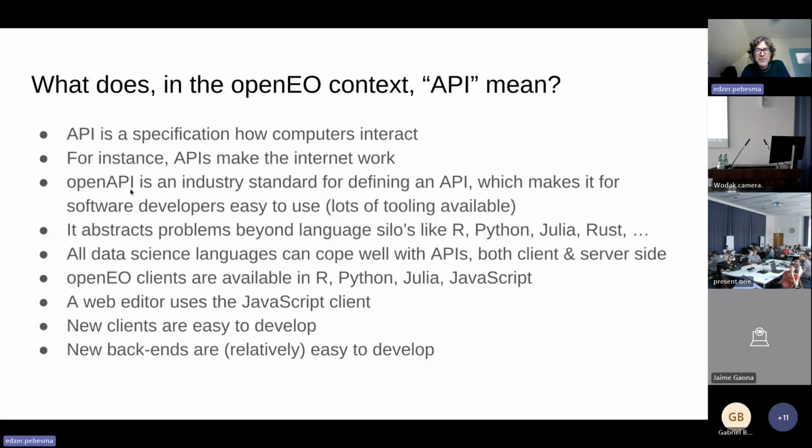OpenAPI is an industry standard for defining APIs, right? So there is a standardized way of writing these things. And if you do it that way, there's an incredible amount of tooling, and it becomes extremely easy for software developers to program against these APIs, because there is standard documentation. You can look up how things work easily, all automatically generated and so on. So if you have something that follows this OpenAPI industry standard, then you make software development much easier.